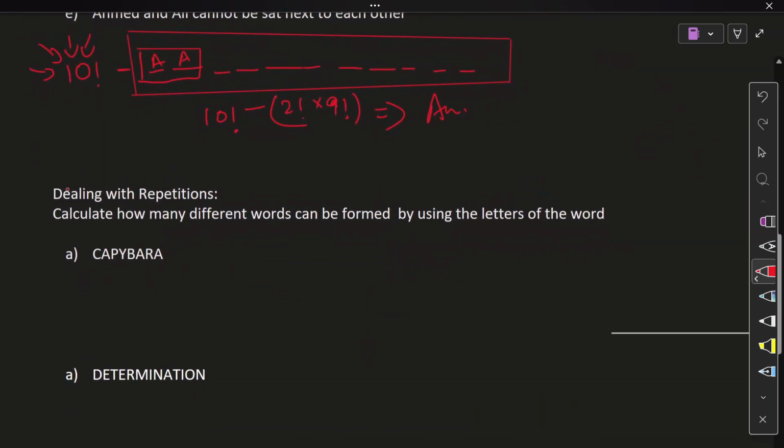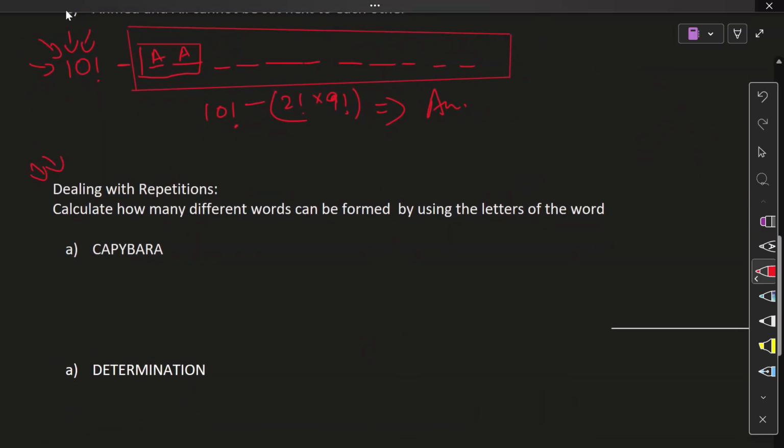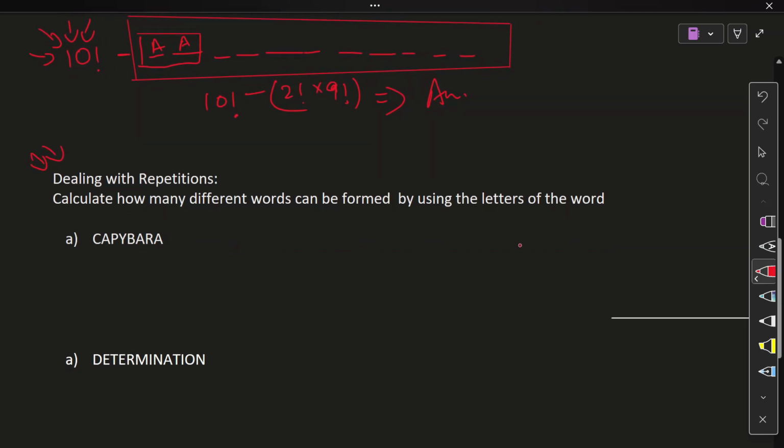Moving on. Dealing with repetitions, the concept I discussed in the first part of this video. Simple, really. Calculate how many different words can be formed by using the letters of the word capybara. That's the keyword. I'm using all the letters. The things I have and the positions I have to fill are the same, so I'm going to use factorial.